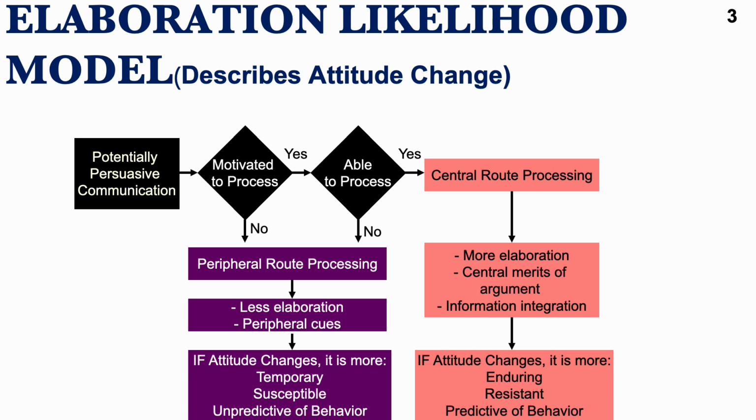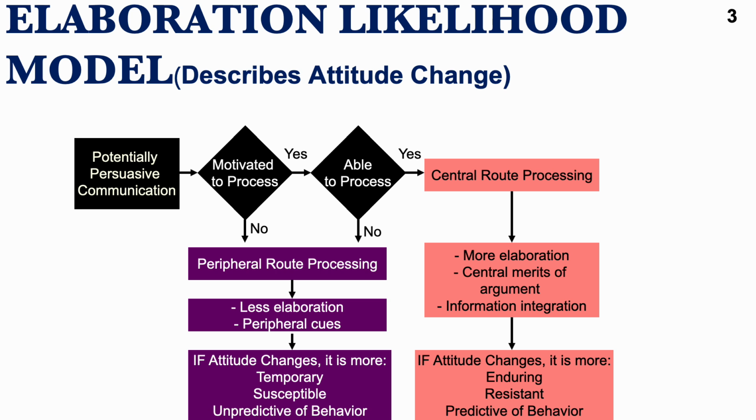So on the left-hand side, you see this black box that says persuasive communication. Well, the first question is: is the person motivated to process the information? For a person to be motivated to process the information, we're going to assume that they have at least a moderate to high level of involvement or personal relevance to the information being given to them, right? This persuasive communication.